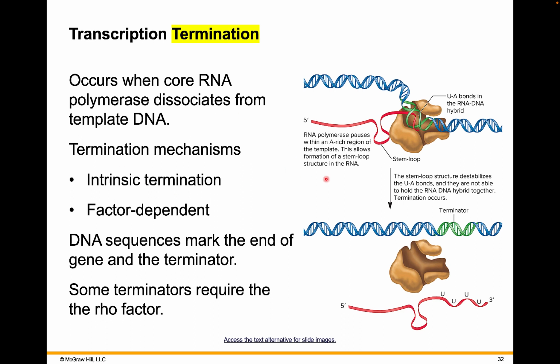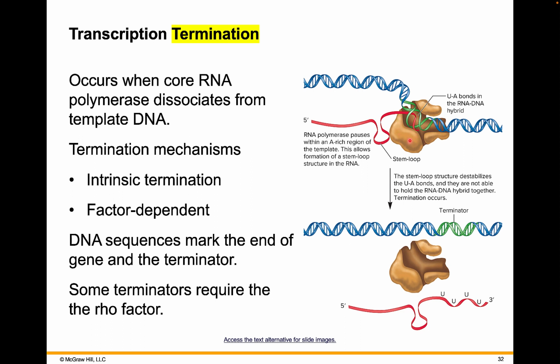One termination mechanism is called intrinsic termination, or factor independent termination. In this process, there is a GC-rich region, and it forms a stem loop structure. That is followed by a region which is rich in U residues, multiple U residues. So when the RNA polymerase reaches the stem loop, the stem loop destabilizes these UA bonds, and the RNA polymerase tends to fall off and release the RNA polymerase, the mRNA, and the DNA. So this is the factor independent termination, or intrinsic termination, by the help of a stem loop followed by U sequences.